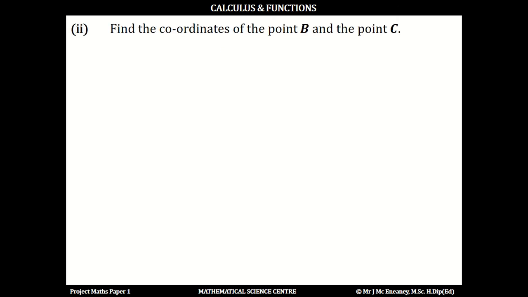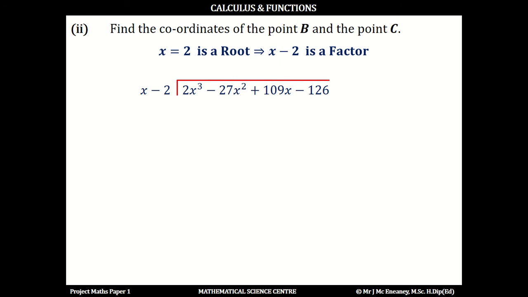Part 2 then, we want to find the coordinates of the point B and the point C. So A, B and C are the roots of the cubic equation. Now we already know that x equals 2 is a root. This means x minus 2 is a factor. So to find the other two factors, we can use long division. If we divide the cubic by the linear factor x minus 2, this will give a quadratic. So we're going to use long division for this part.